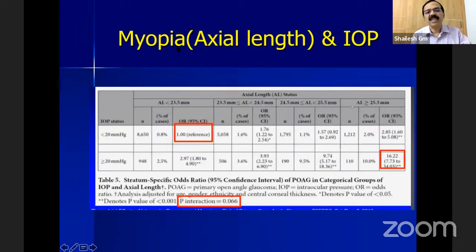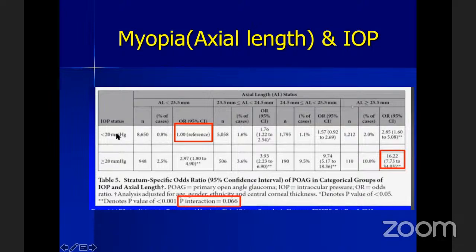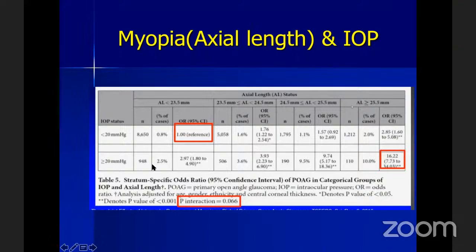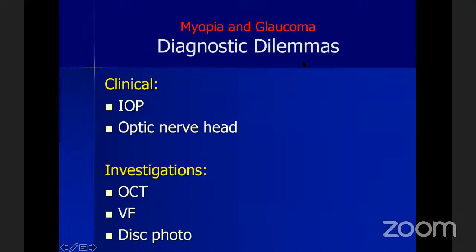Same thing with axial length and IOP. So if the IOP is less than 20, and if the axial length is 25.5, there is 2.85% chance of developing glaucoma. Whereas if the IOP is high, along with that, the axial length is also high, it is 16.2%, exponentially high. So axial length and IOP are very important factors.